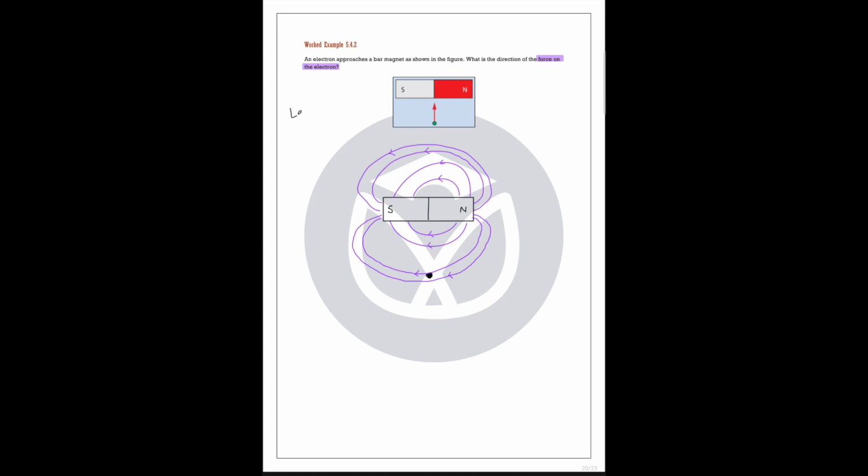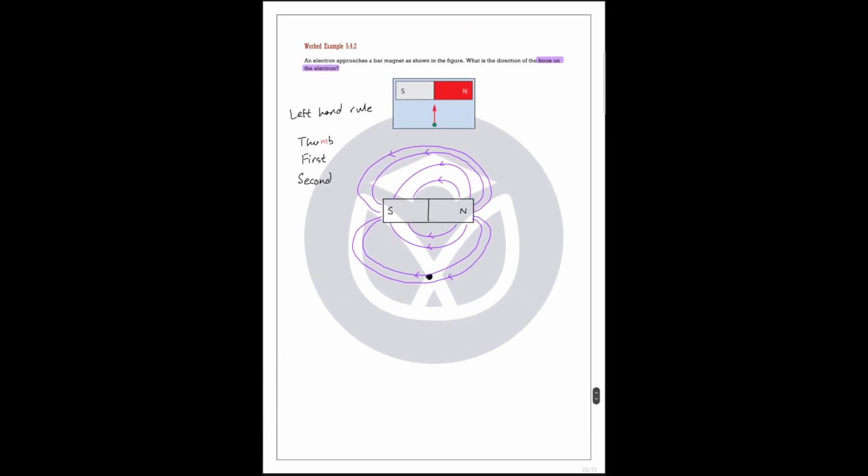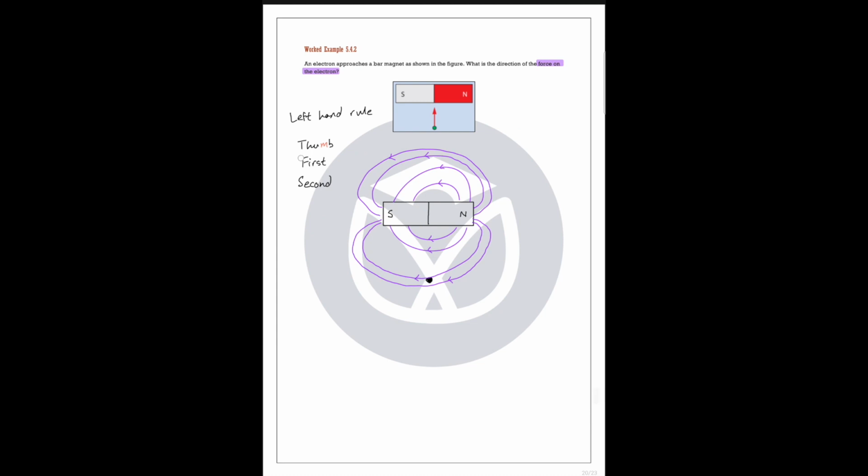Then by using the left-hand rule, remember the left-hand rule, the components of it. So we have the thumb, the first finger, which is the index finger, and the second finger, which is the middle finger. The thumb denotes the motion of the particle due to the magnetic field. The first finger is the direction of the field, and the second finger shows the current.